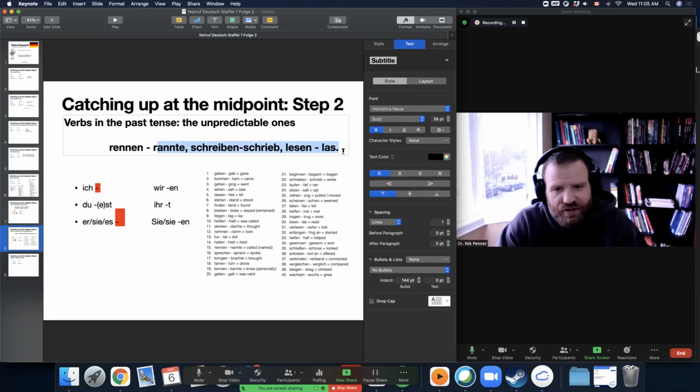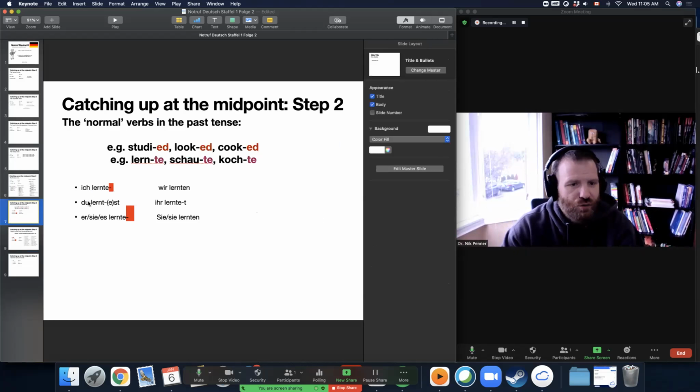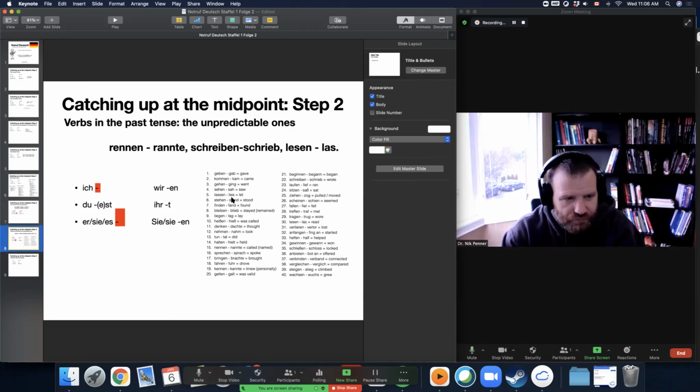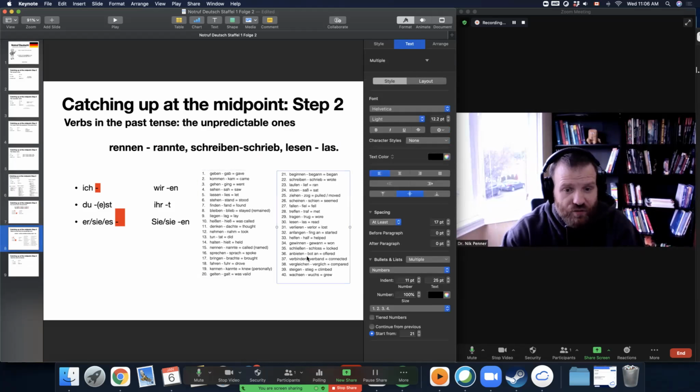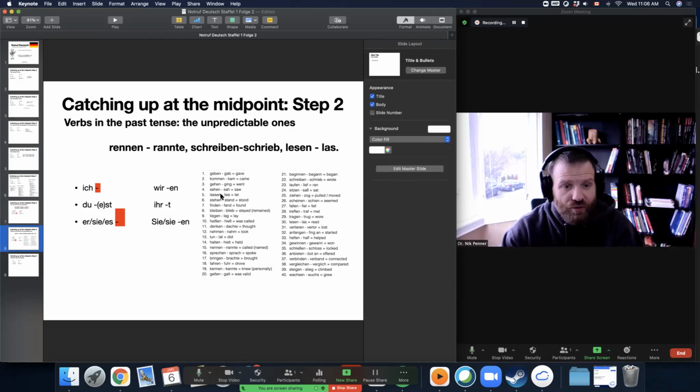Well, actually, there is no single pattern. There are many patterns that they could follow. So in such cases, it's easier to memorize which verbs don't follow the regular pattern by adding te, such as lernte, kochte, schaute, and so on. So instead, I'm asking you to memorize these 40 verbs with their past tense form.